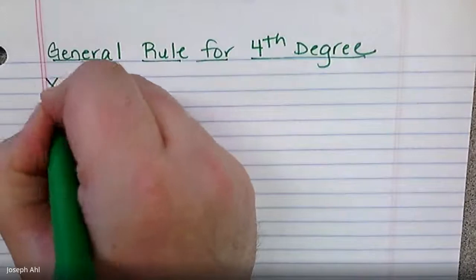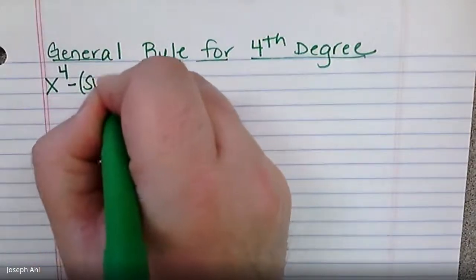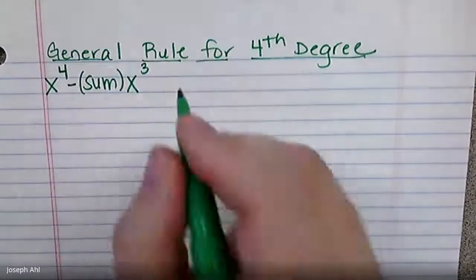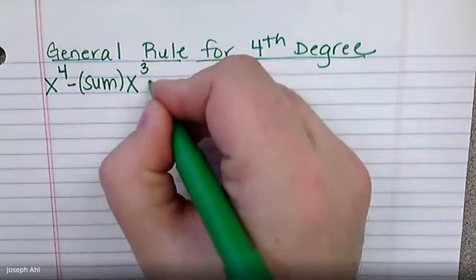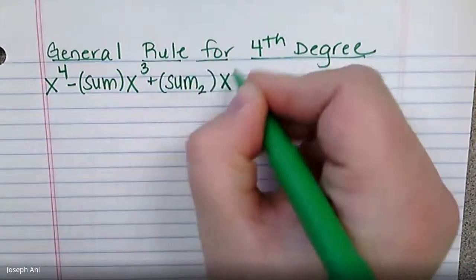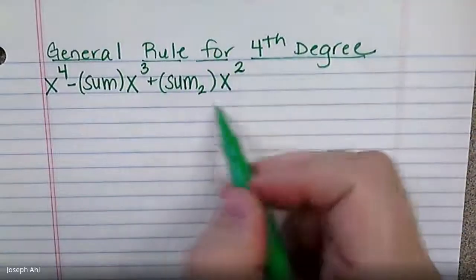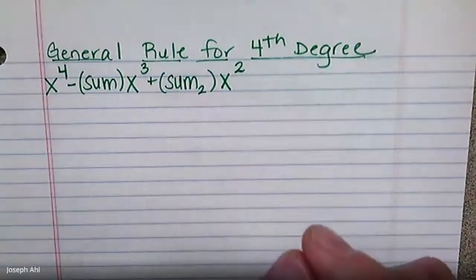You ready? It's x to the 4th. Change the sign of the sum. That now goes next to x cubed. No surprises yet there. Keep the sum 2 at a time. But now that's next to x squared. So we still have this idea with sum of the roots 2 at a time.